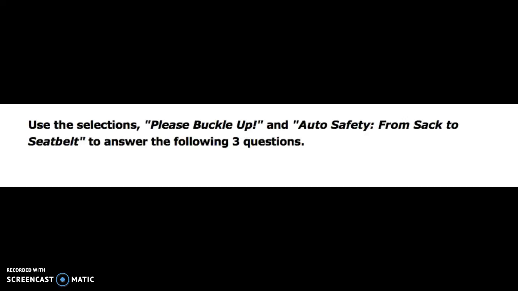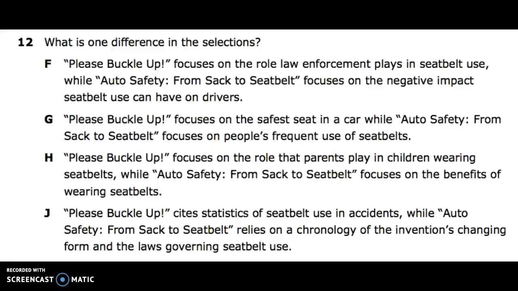Use the selections, Please Buckle Up, and Auto Safety from Sack to Seatbelt to answer the following 3 questions. Number 12. What is one difference in these selections? F. Please Buckle Up focuses on the role law enforcement plays in seatbelt use, while Auto Safety from Sack to Seatbelt focuses on the negative impact seatbelt use can have on drivers. G. Please Buckle Up focuses on the safest seat in a car, while Auto Safety from Sack to Seatbelt focuses on people's frequent use of seatbelts.